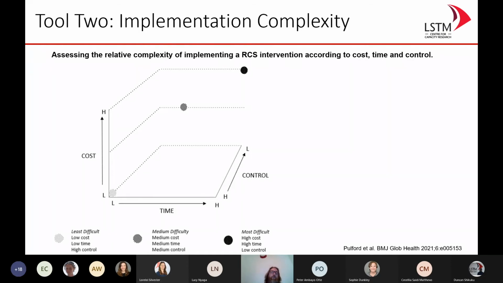Conversely, if you plot your proposed intervention on the far high right, the darkest of those plot points, it's going to cost a lot of money, it's going to take a lot of time, and the success is not really within your control. So this is a very ambitious and potentially complex intervention to propose.